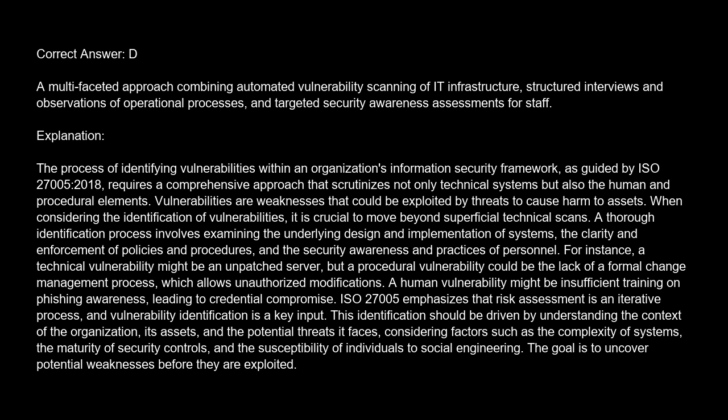For instance, a technical vulnerability might be an unpatched server, but a procedural vulnerability could be the lack of a formal change management process, which allows unauthorized modifications. A human vulnerability might be insufficient training on phishing awareness, leading to credential compromise. ISO 27005 emphasizes that risk assessment is an iterative process, and vulnerability identification is a key input.